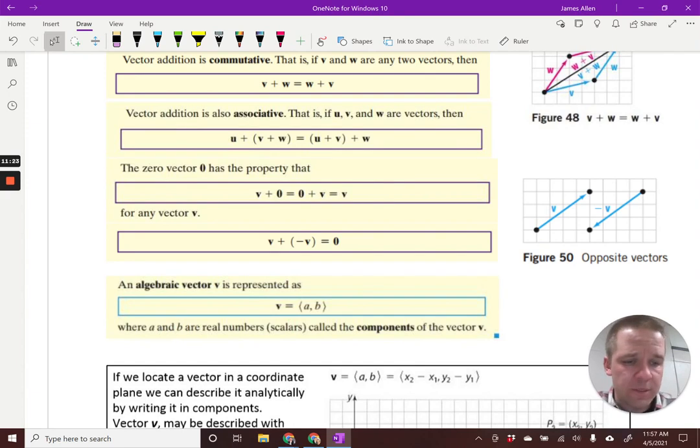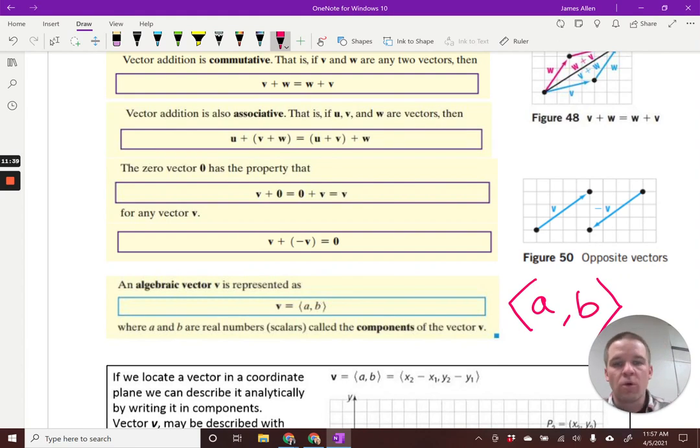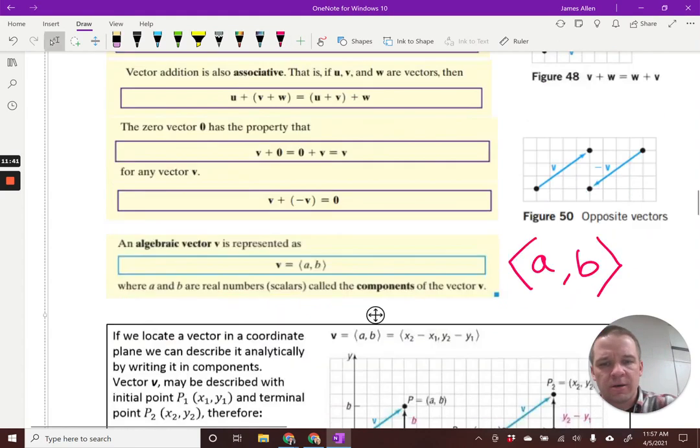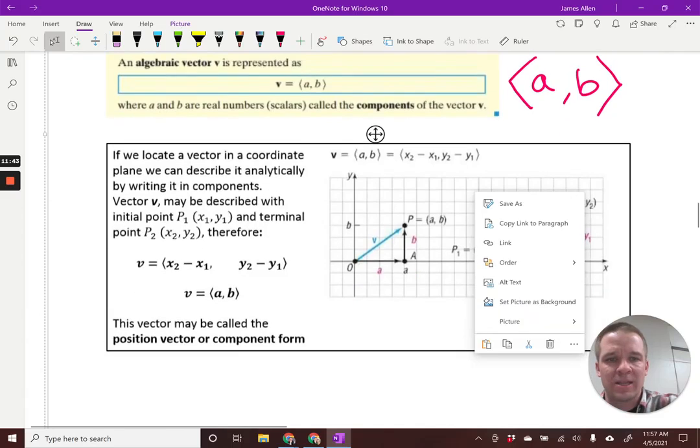So there are different forms of these vectors here. We have what's called a component form, where we'd have A, comma, B. And those are not parentheses. Those are jagged brackets. Okay? Wonderful. So we can write it in that form.